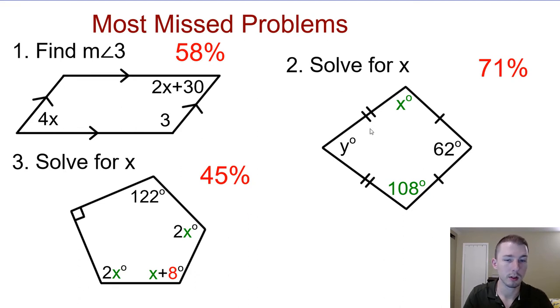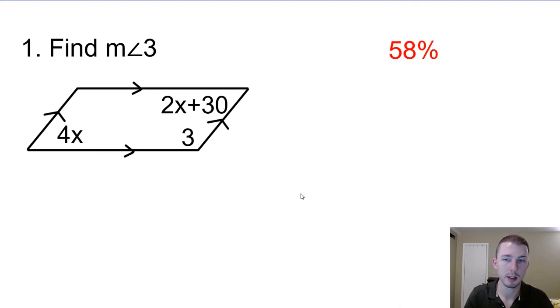All right, so let's look at the first one that a lot of people miss, 58%. On this one, they want us to solve for the measurement of angle 3. Well, first we look at these opposite angles of a parallelogram because the opposite sides are parallel. Those two have to be equal, so we do 4x is equal to 2x plus 30. Then we can solve for x.